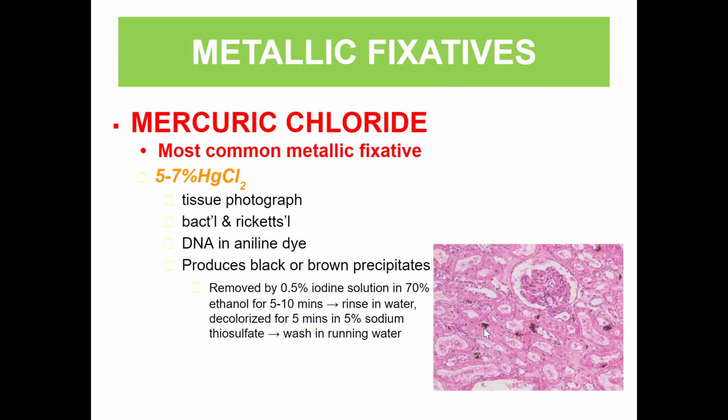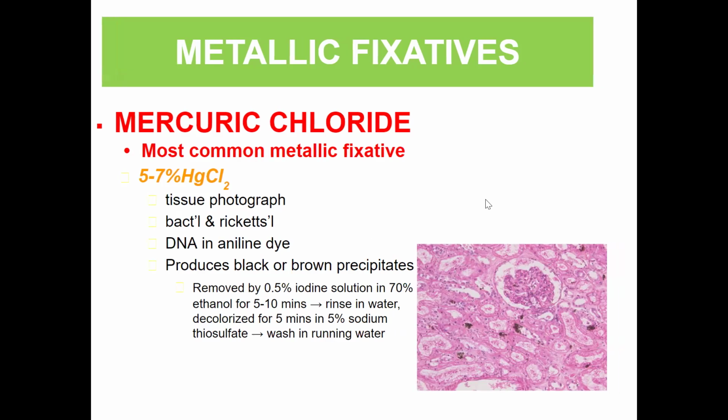So basically, these are its precipitates, your mercuric chloride. So these precipitates can be removed by 0.5% iodine solution in 70% ethanol for 5 to 10 minutes, and then you rinse with water, decolorize for 5 minutes in 5% sodium thiosulfate, and then wash again with running water.